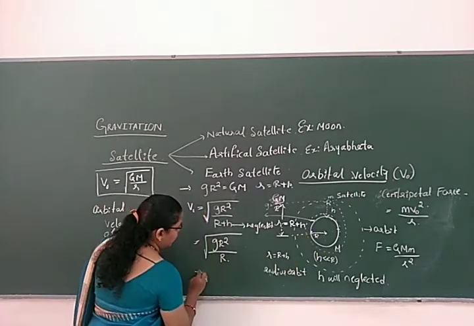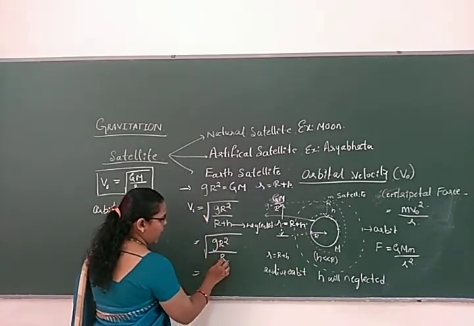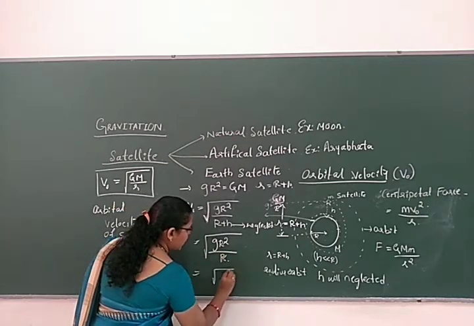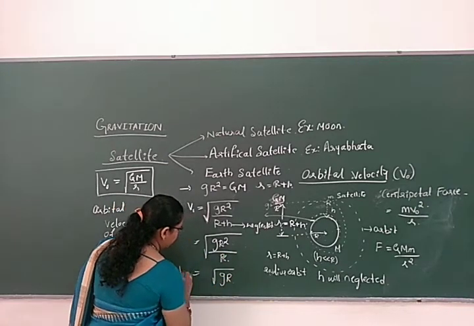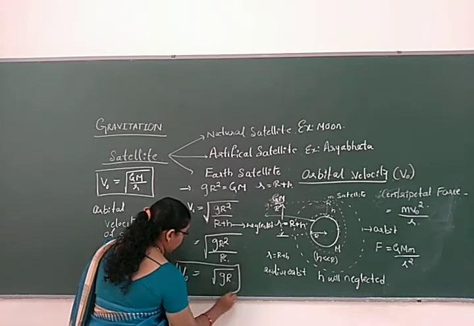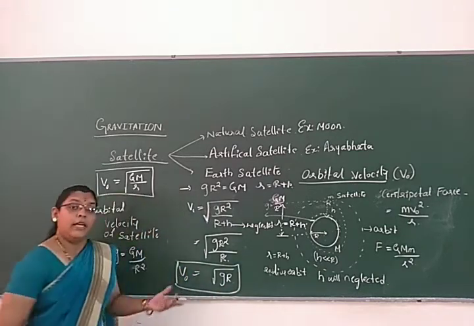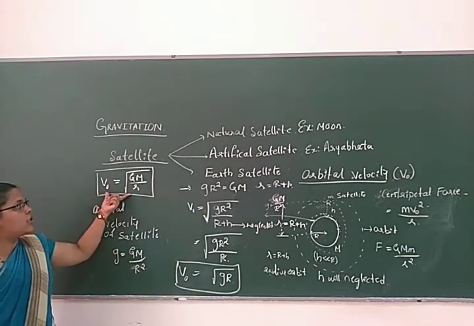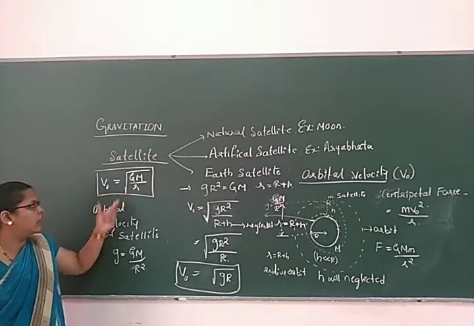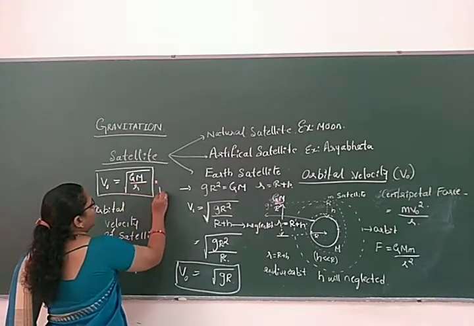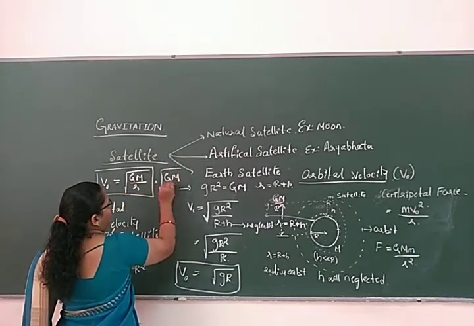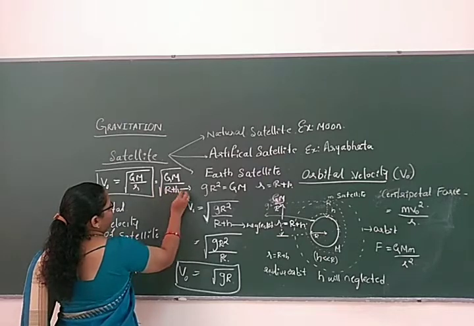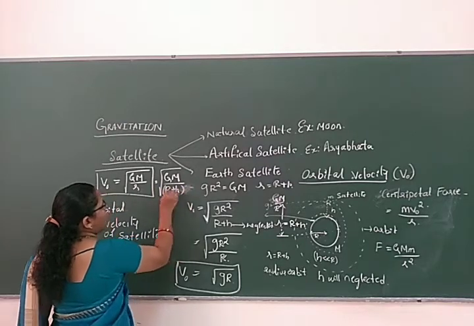Then what is remained here? G r square by r. So this will get cancelled, remains with g r here. So orbital velocity, when it will be in this form, this is very important. When the orbital velocity has a certain height, in place of r you can write it here as GM by r plus h. So GM by r plus h.